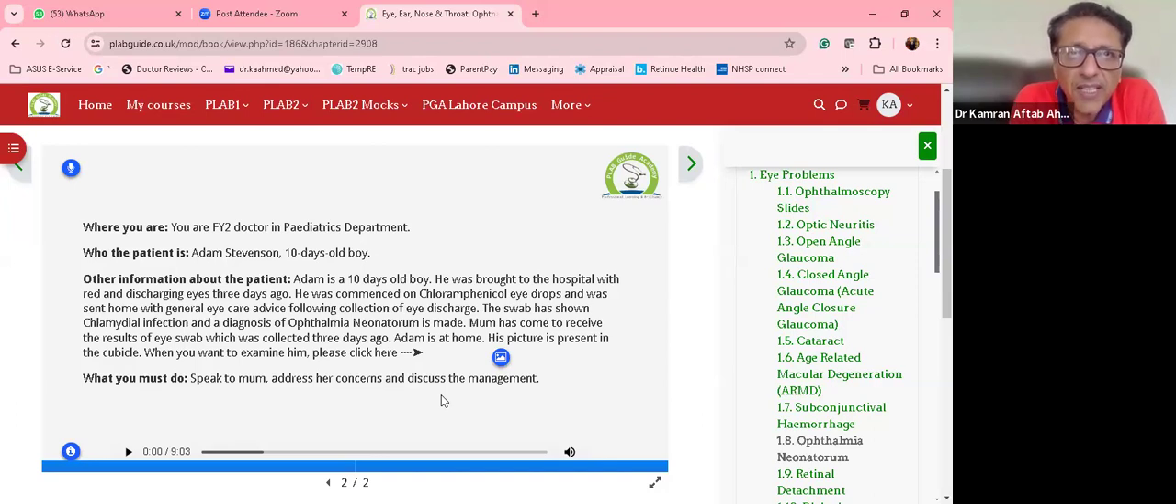So as far as the child is concerned, please remember that this is not an ordinary conjunctivitis that you are dealing with. This is a systemic condition. If the child has gonococcal conjunctivitis, for example, then there's a possibility that the child may be suffering from gonococcal infection in the body. So you may have to treat the child. You may need to admit the child.